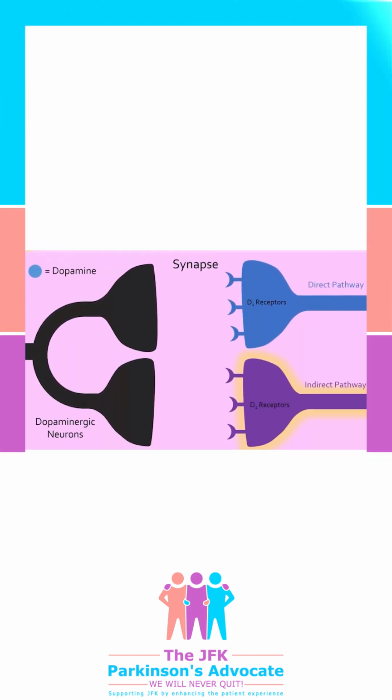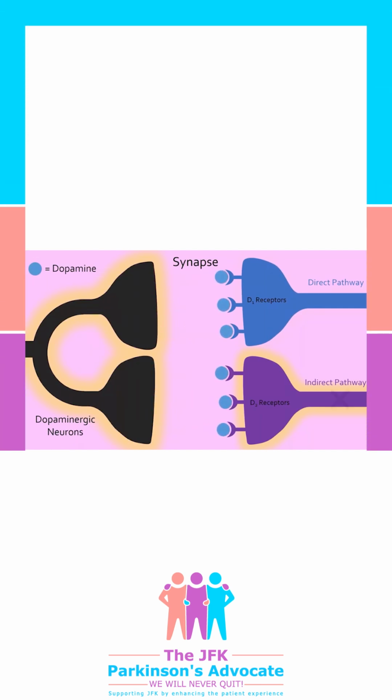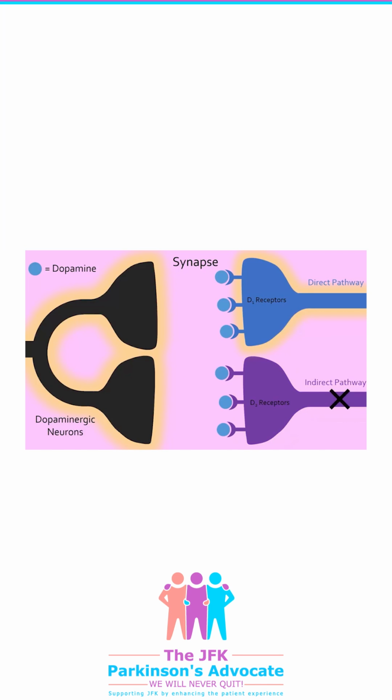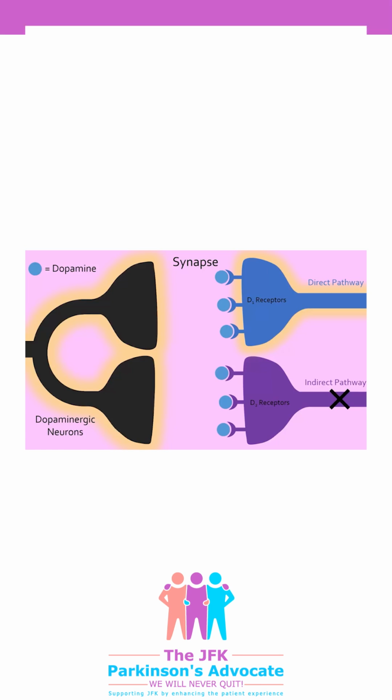This is because dopamine can bind to D1 receptors in the starting neuron of the direct pathway to activate it, as well as binding to D2 receptors in the starting neuron of the indirect pathway to inactivate it. This is just a taste of how complex the neuroscience in our brain is.